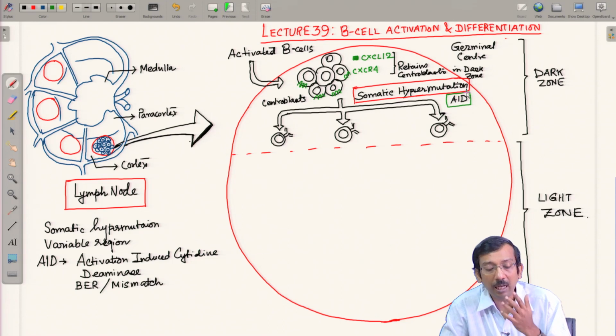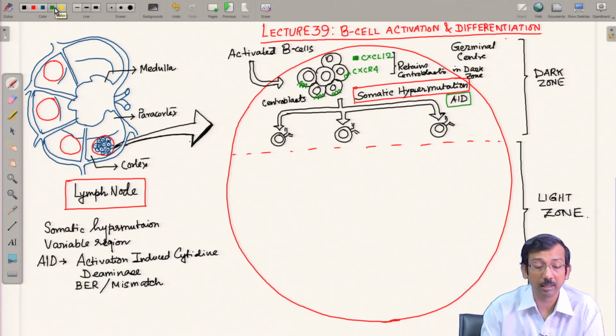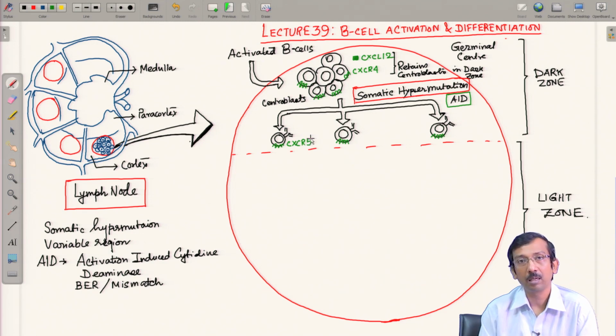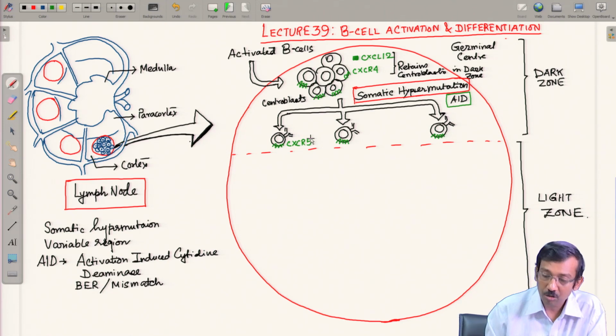This hypermutation is primarily to increase the affinity of the antibodies towards the antigen. So, now these centroblasts are prepared to enter the light zone. They will now start to express on their surface a class of chemokine receptors, which is the CXCR5. Now, what is the role of the CXCR5? Let us see.